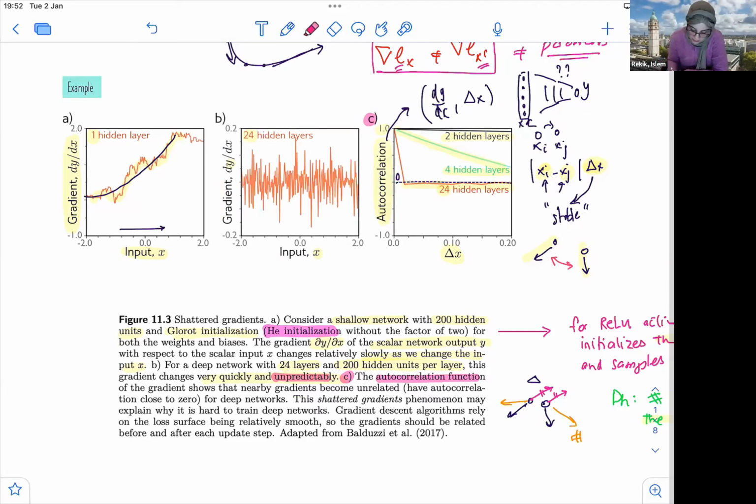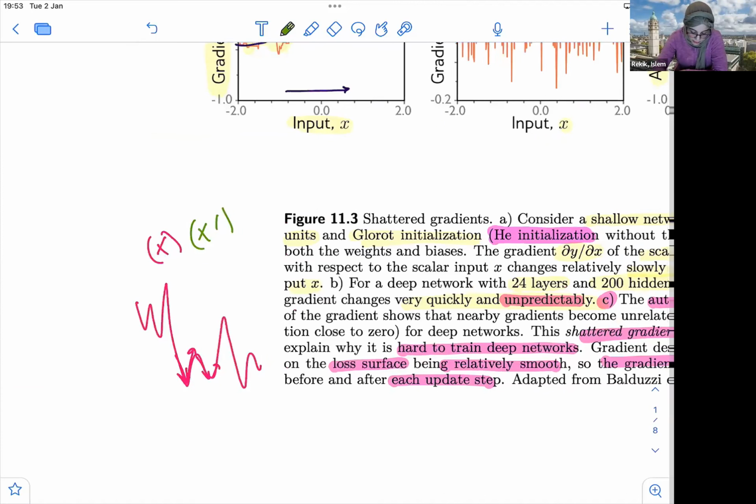So the shattered gradients phenomenon may explain why it is hard to train deep networks. Gradient descent algorithms rely on the loss surface being relatively smooth, so the gradients should be related before and after each update step. So basically, we hypothesize that the loss is smooth, but it turns out that maybe the loss is not smooth anymore, because here you can see that the gradients change abruptly up and down. And when you do also different points, this is a loss at point X. When you calculate the shape of the loss at point X prime, what's going to happen here? So these are 2 points. You're going to end up with something very different. So up, down, maybe, and then you're going to go up, like down like this, okay?